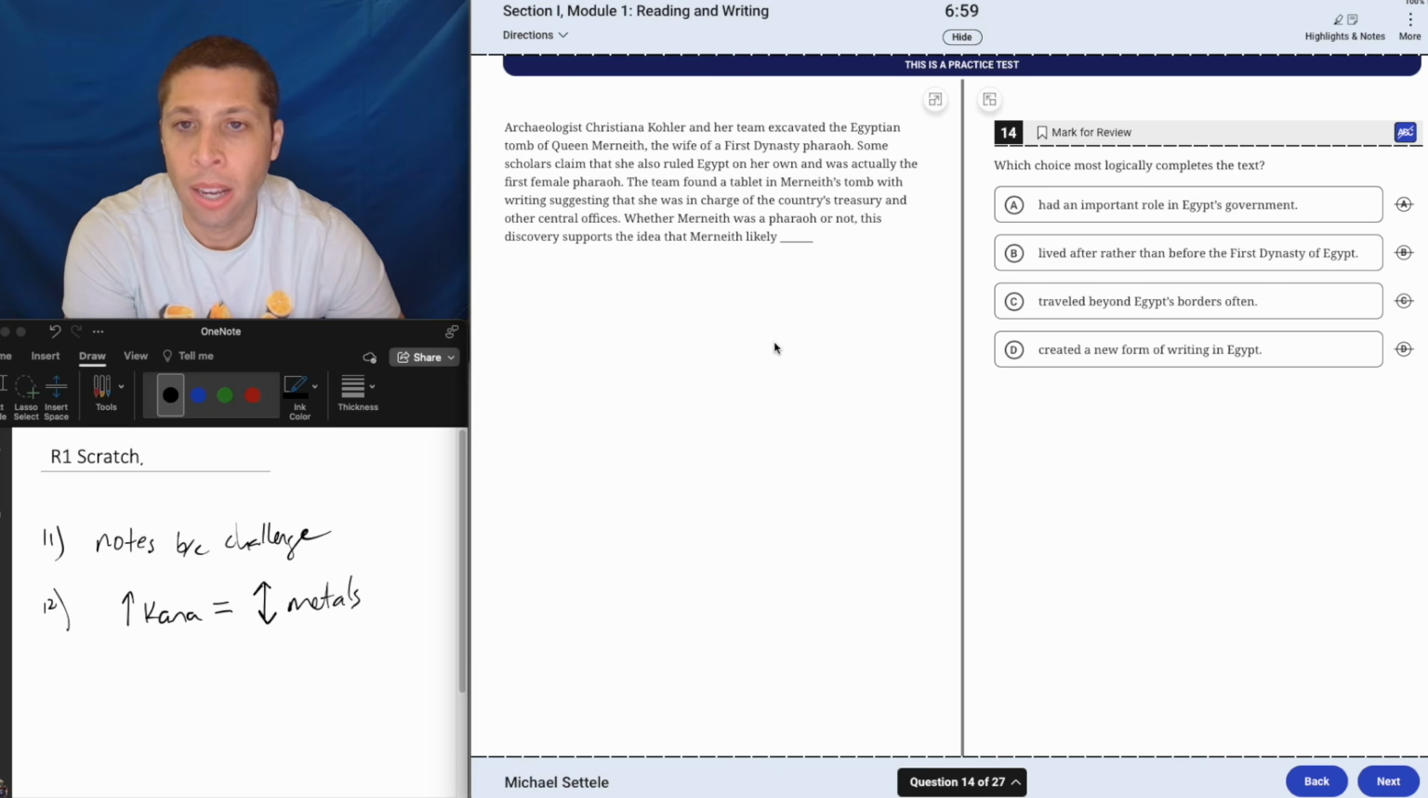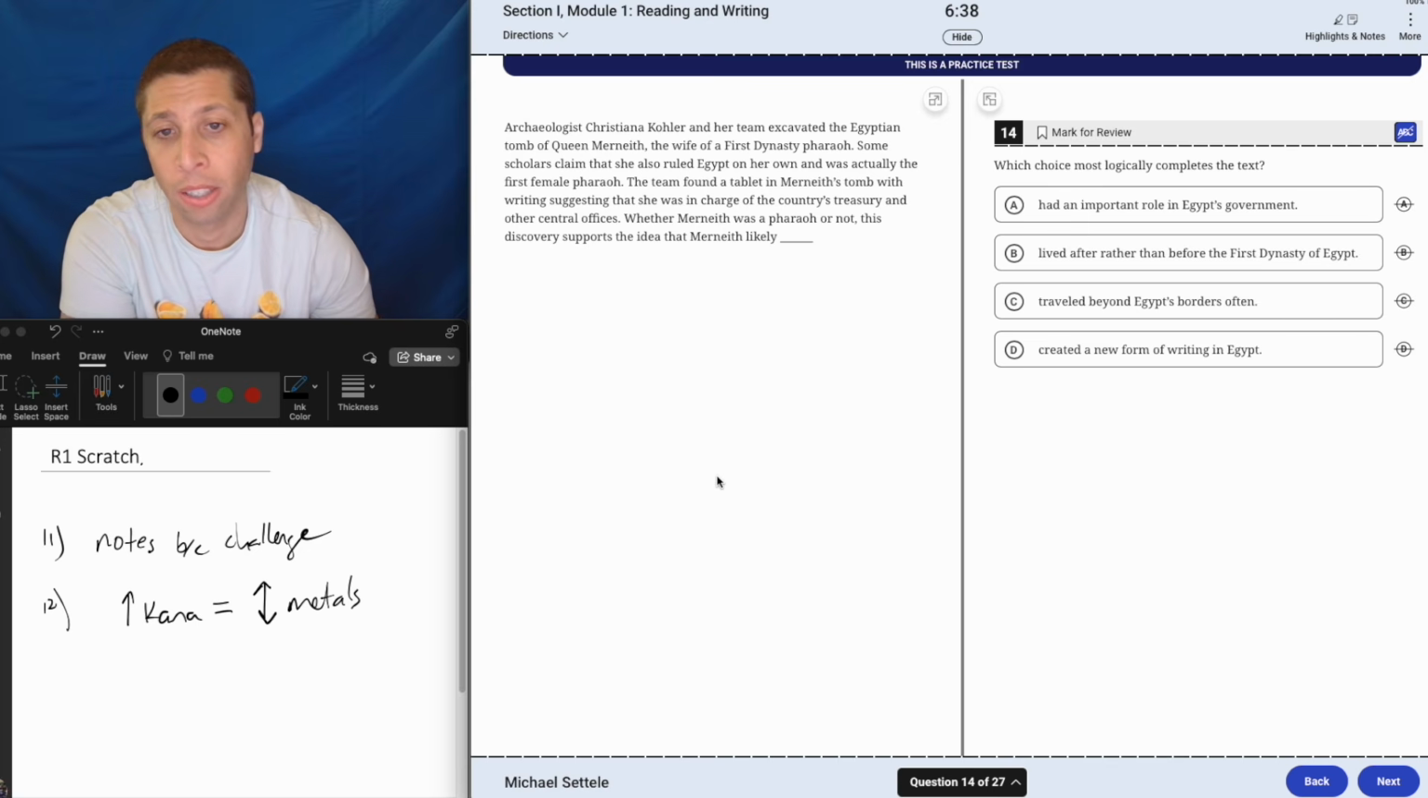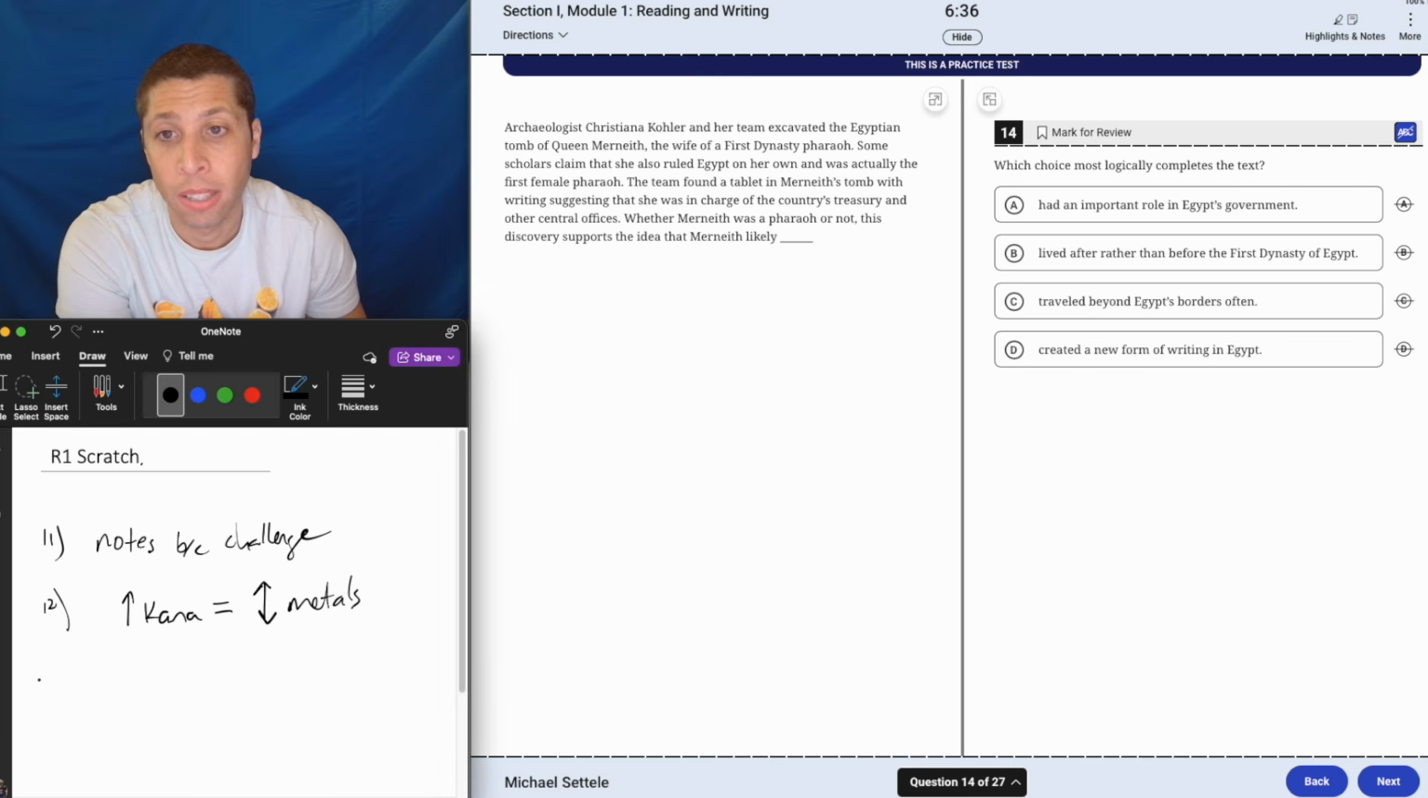Okay, completes the text. Archaeologists and her team excavated the Egyptian tomb of Queen whatever, the wife of a first dynasty pharaoh. Some scholars claim that she also ruled Egypt on her own and was actually the first female pharaoh. The team found a tablet in her tomb with writings suggesting that she was in charge of the country's treasury and other central offices. Whether this person was a pharaoh or not, this discovery supports the idea that she was important. I don't know, right? Something like that.